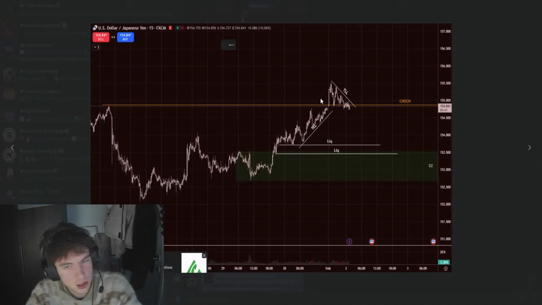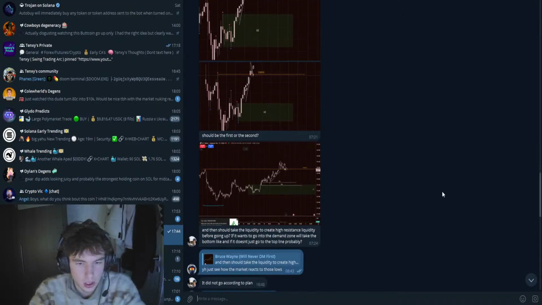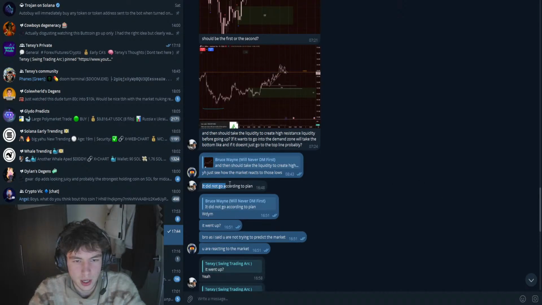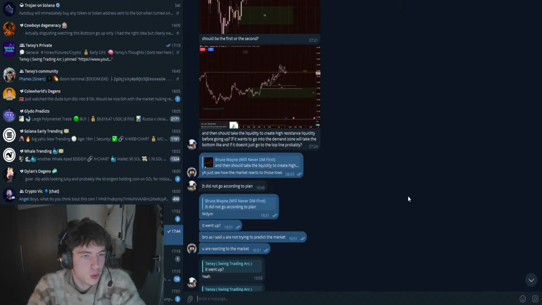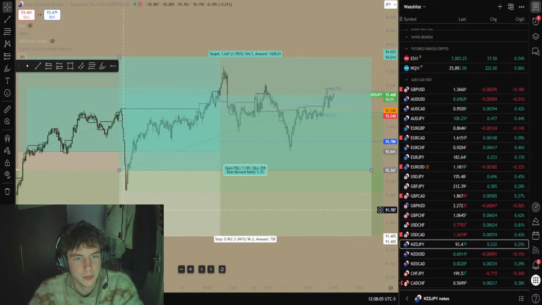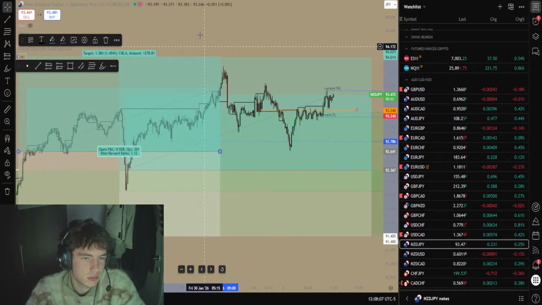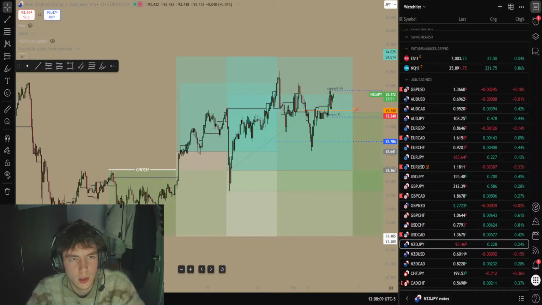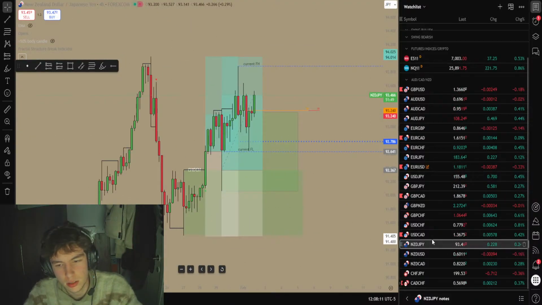You're going to react when price touches that demand zone. And this is good: you mark out trend liquidity, and you have your demand zone. And then he just said it didn't go according to plan. What was the plan? There was no plan. You're never going to have a plan when you're coming into this market. Never ever. Do you understand me? You have to react. You're not going to predict.